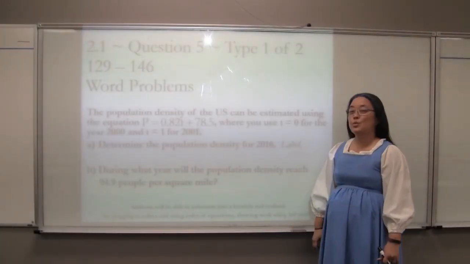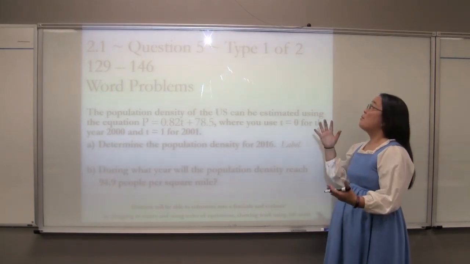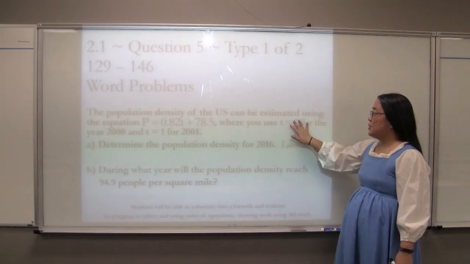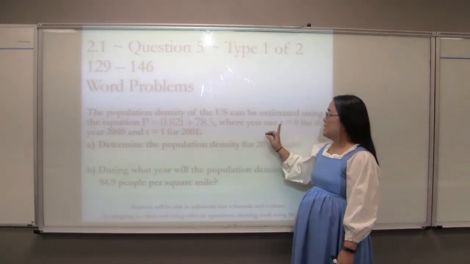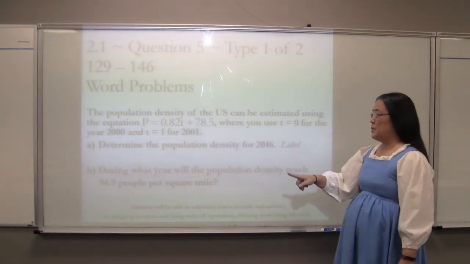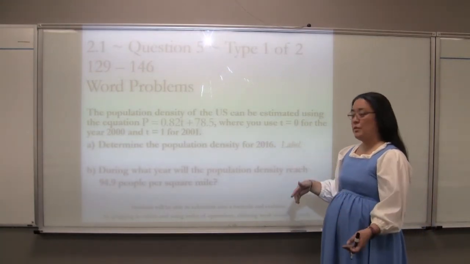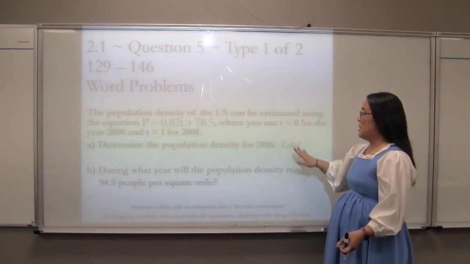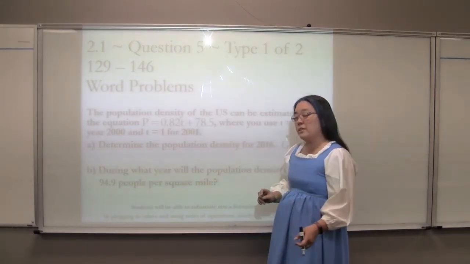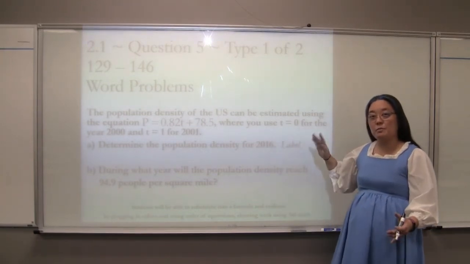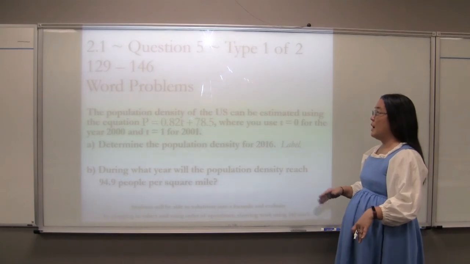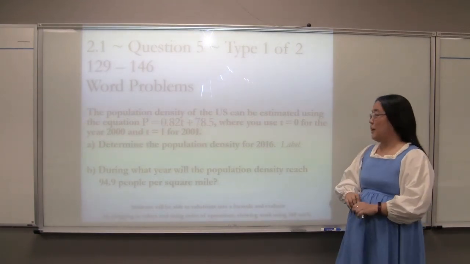Chapter 2, Section 1, Question 5, Type 1 of 2. These are word problems. So the population density of the US can be estimated using this equation here, where you use t equals 0 for the year 2000, t equals 1 for the year 2001. So t is the number of years, and it's the years since 2000. You're going to see this type of notation from here all the way up through your college classes. So we're trying to introduce some of that now, which is one of the reasons it's in question 5.